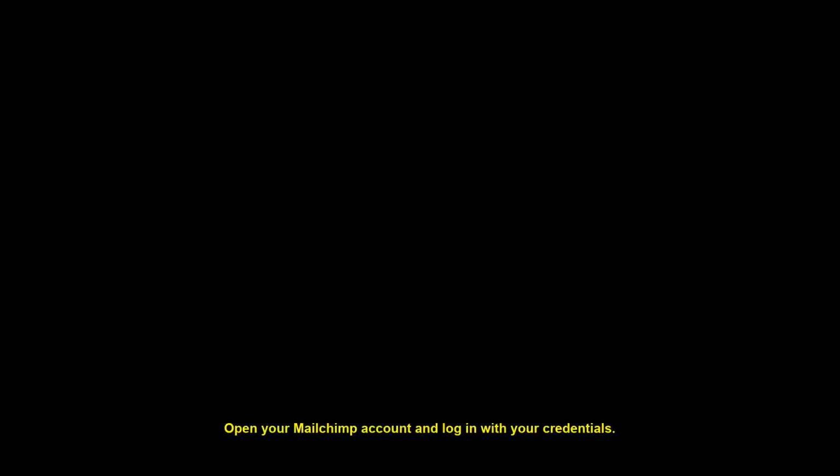Open your Mailchimp account and log in with your credentials. Once you're logged in, navigate to the campaigns section in the main dashboard. Locate and select the specific campaign for which you want to disable notifications.